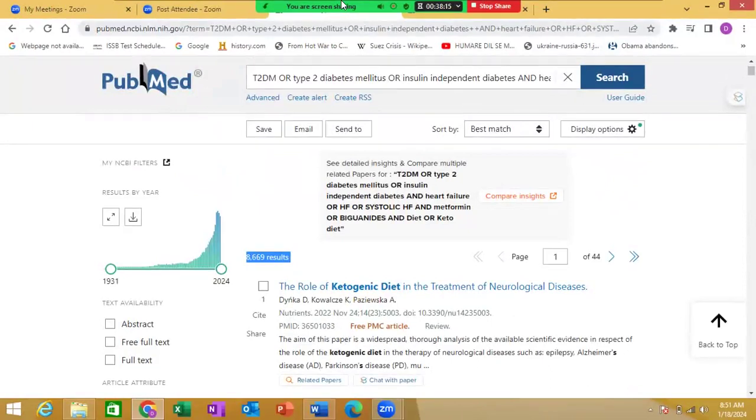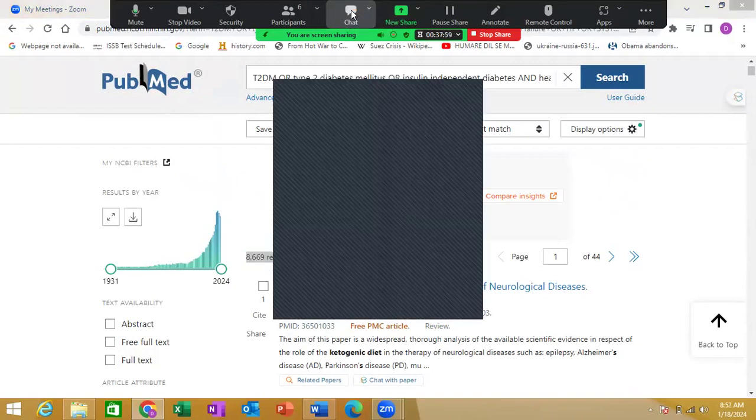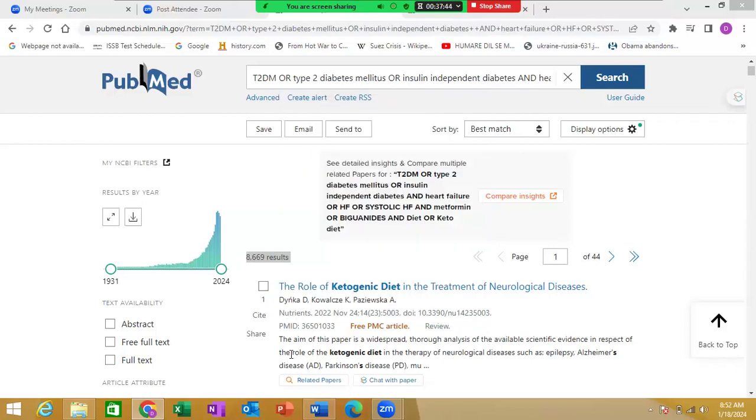So is this OR and AND clear? How to use this AND and OR? AND is to separate two different concepts. OR means using multiple terms for the same concept. I hope this concept is clear.